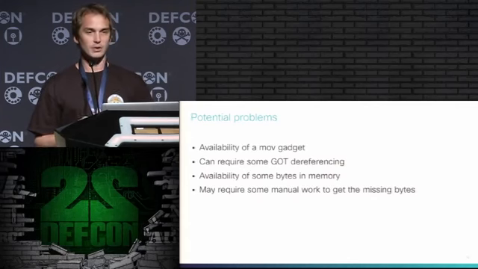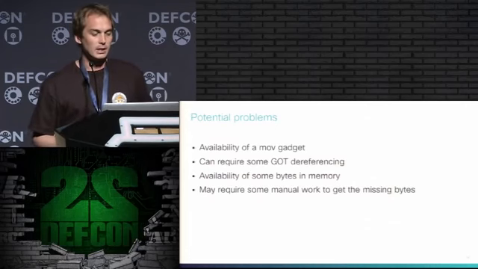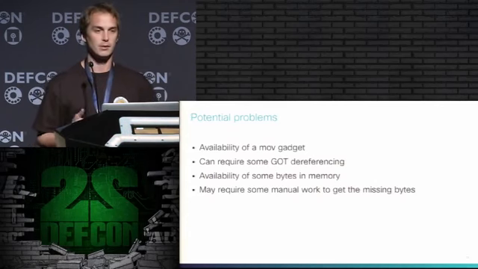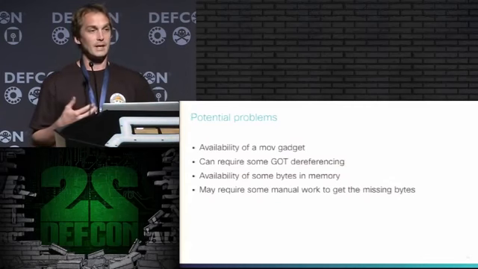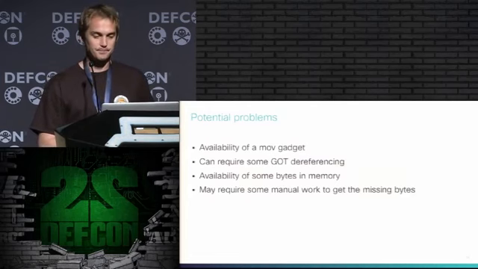It can require some GOT dereferencing, which I won't speak too much about, but that's if you want to call a particular function. And also, you're expecting some bytes to be available in memory. So typically in shellcode, you're going to look for 0x80 for your interrupt number. And so you're expecting that number to be in memory, because otherwise you're not going to be able to build your shellcode. If that number is not there, it generally requires some manual work to get the missing bytes.